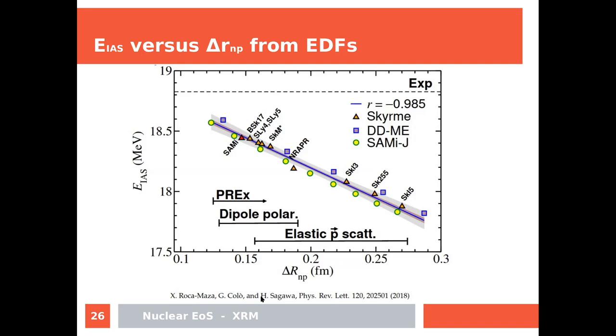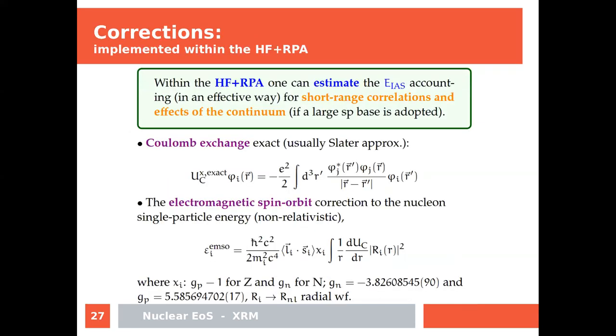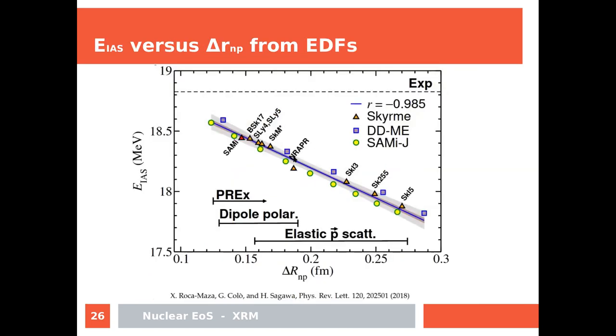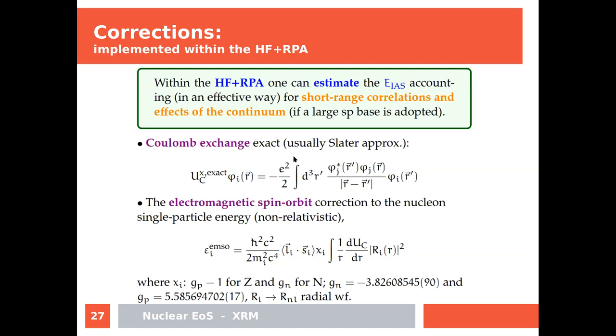Okay. So the reason is that all these models do not contain these isospin symmetry breaking terms, for the reasons I mentioned before. Therefore, what we did is just to include in these functionals all those terms. Those terms, just to be specific, are the Coulomb exchange in an exact way. Usually our functionals do not contain the Coulomb exchange part calculated exactly, so what we did is to provide the exact calculation. We take into account the electromagnetic spin-orbit between protons. So not only the nuclear one, there is also the electromagnetic part.